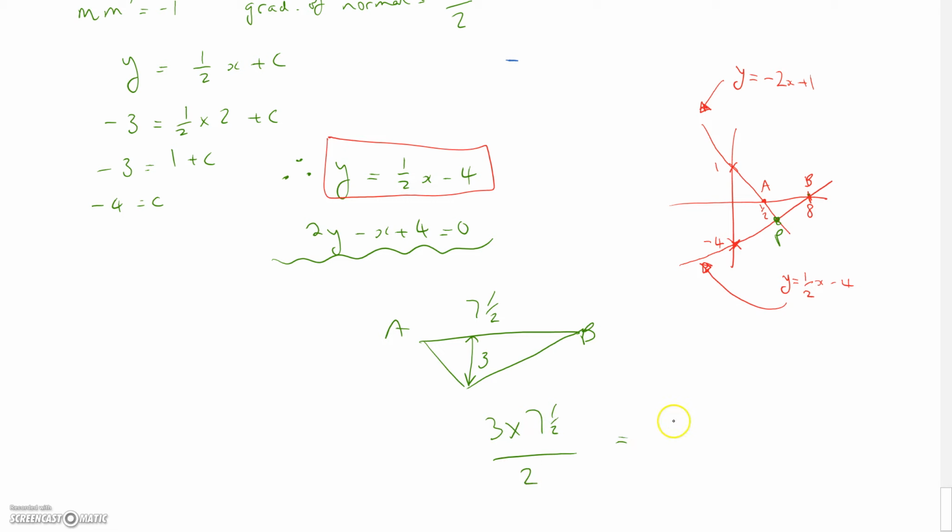So 3 sevens are 21, 3 halves are 1.5, so that's 22.5 divided by 2, which is 11.25 units squared. Obviously this diagram is really quite poor. Do your diagrams big. We're finished.